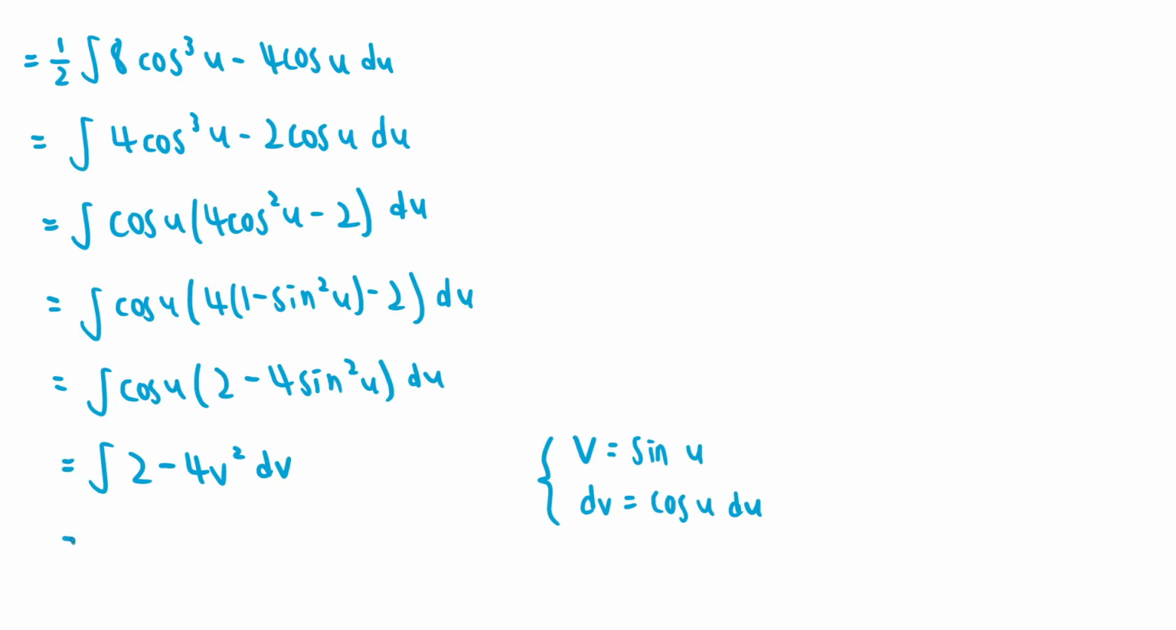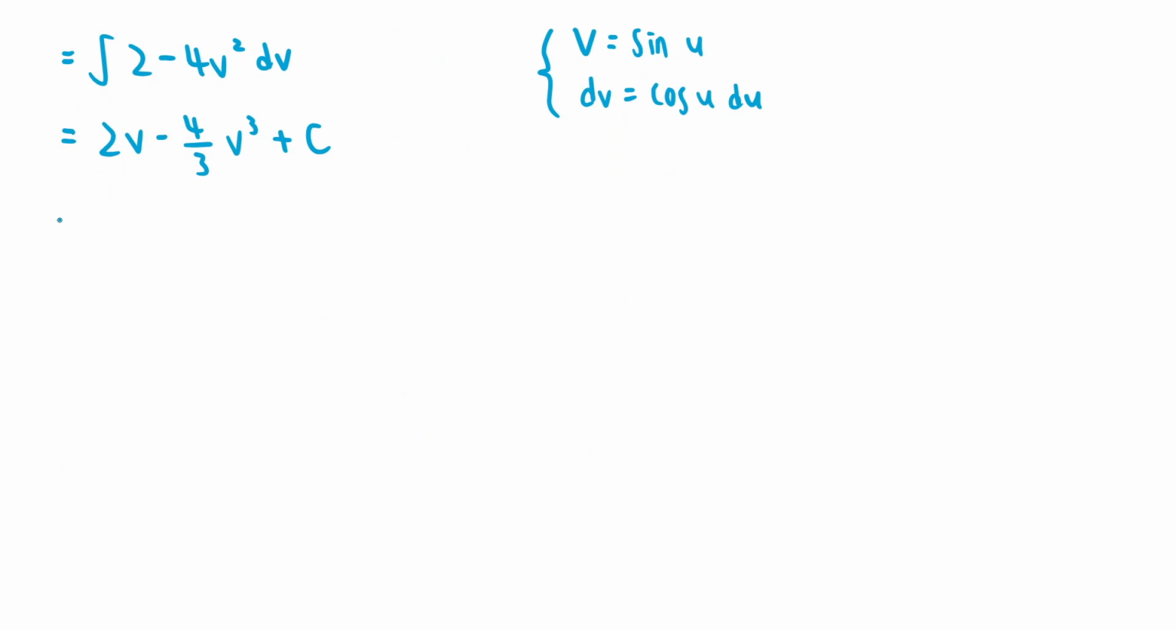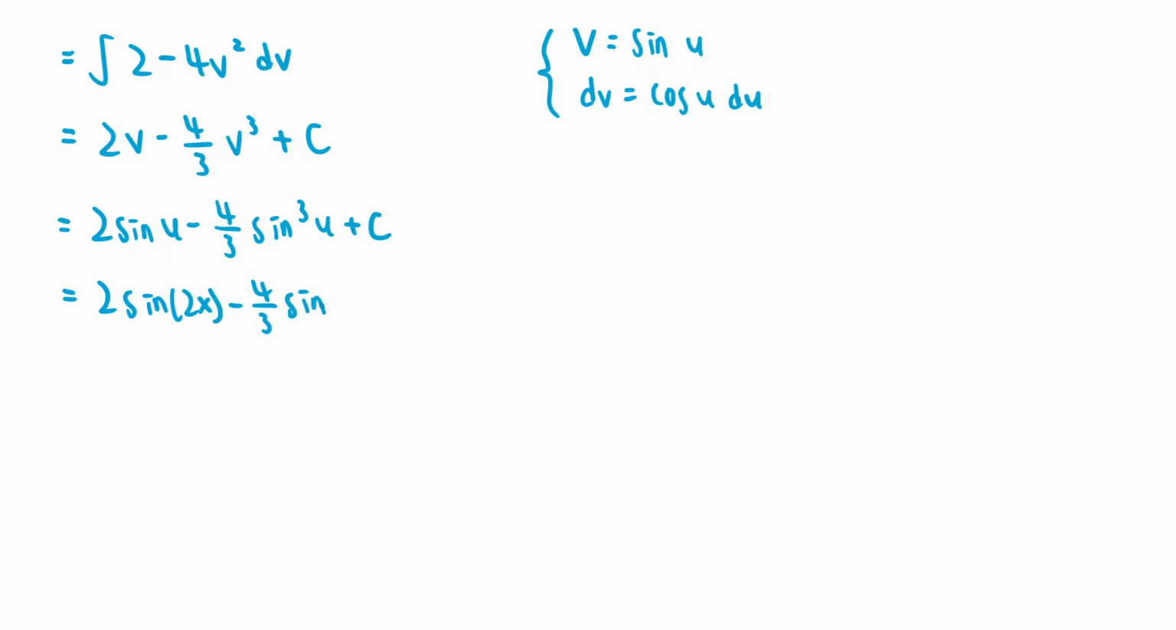If we integrate this, this becomes 2v minus 4 over 3 v cubed plus c. If we substitute sine of u back in for the v, this becomes 2 sine of u minus 4 over 3 times sine cubed of u plus c. And we originally substituted u equals 2x. So if we substitute 2x back in for the u, the final answer is just 2 sine of 2x minus 4 over 3 times sine cubed of 2x plus c.